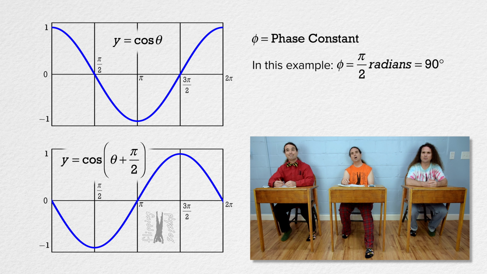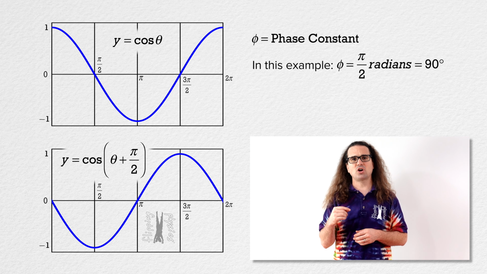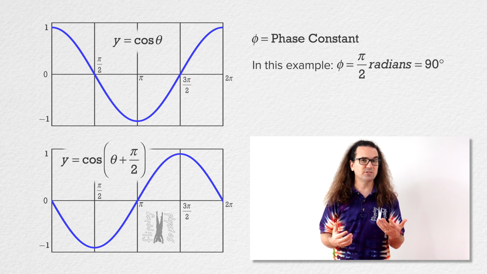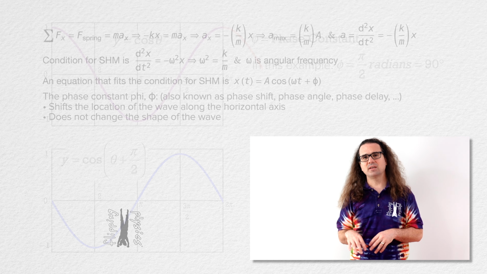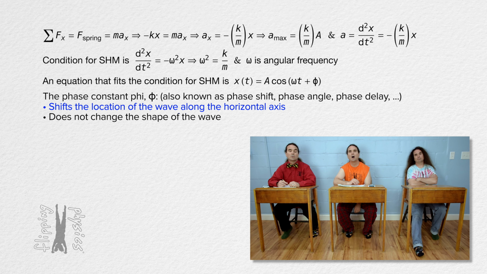I thought phi was the phase angle. I've heard it is called phase delay. Yeah, phi has a lot of names. Most often I have heard it called phase constant or phase shift. The most important thing to know is that it shifts the sine or cosine wave along the horizontal axis. However, it does not change the shape of the wave.